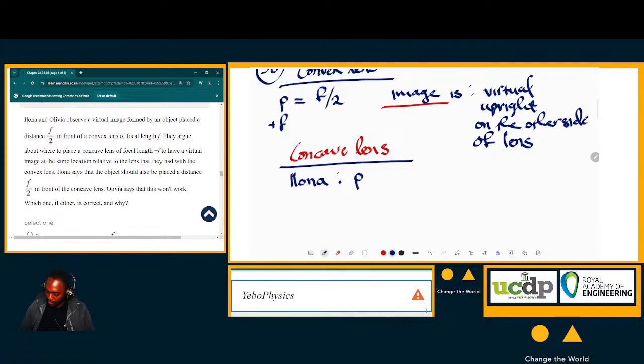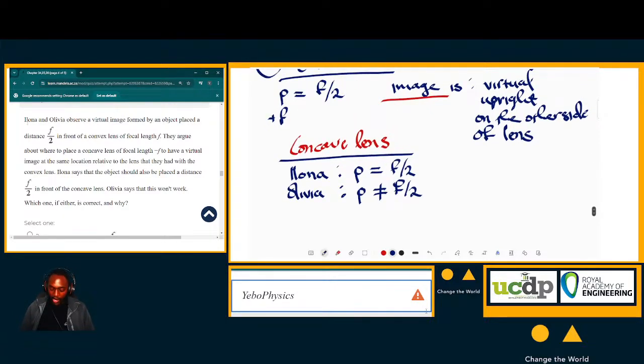Ilona says p should be equal to f/2. Olivia says p will not be equal to f/2. That's Olivia's. Olivia says this won't work, right?